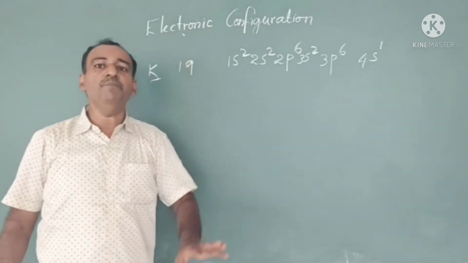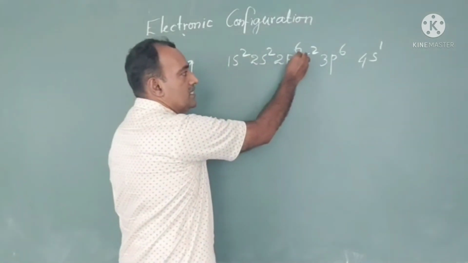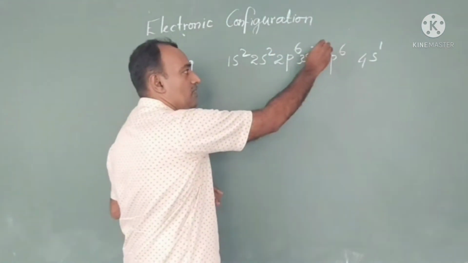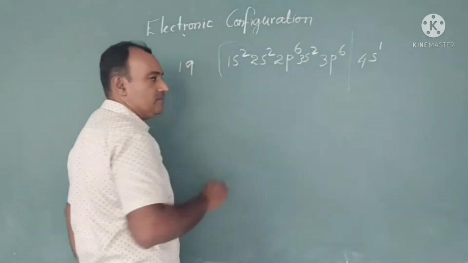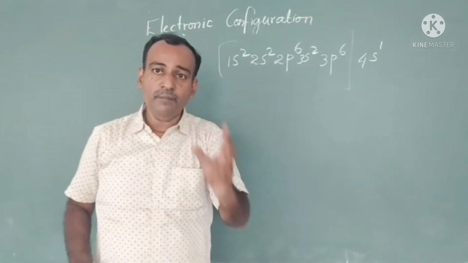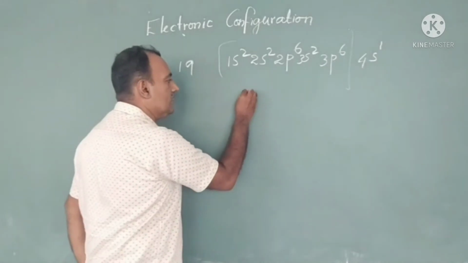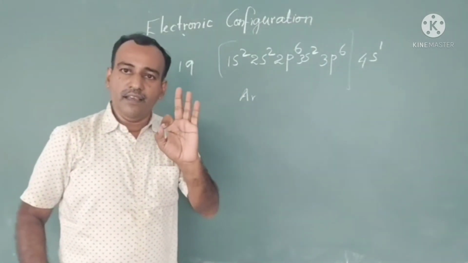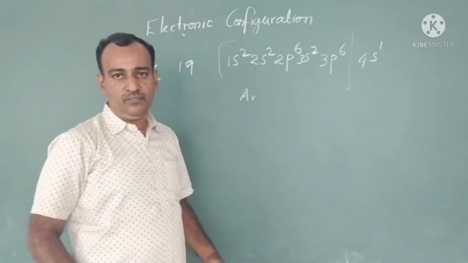This can be simplified. Just to see, if you count 2 plus 2, 4, 4 plus 6, 10, 10 plus 2, 12, 12 plus 6, 18. So this much comes to 18. 18 is the atomic number of argon. So argon is an inert gas, a noble gas. Inert gases possess stable electronic configuration. So there is no change.